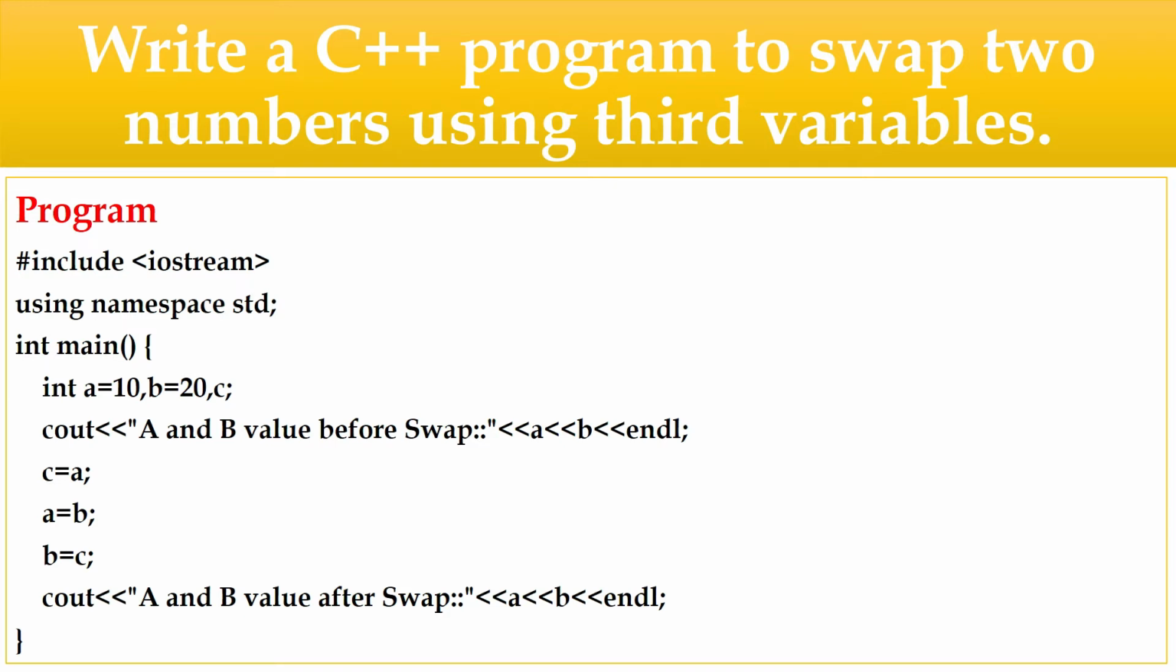So in this program, I declared three variables called a, b, and c of integer data type. a holds the value 10, b holds the value 20. And I'm going to use cout to print the statement. I want to display the values of a and b before swap. And then I'm going to perform the swap, by assigning the a value to c, and then by assigning the b value to a, and then by assigning the c value to b. And then I'm going to display the a and b values after swap.